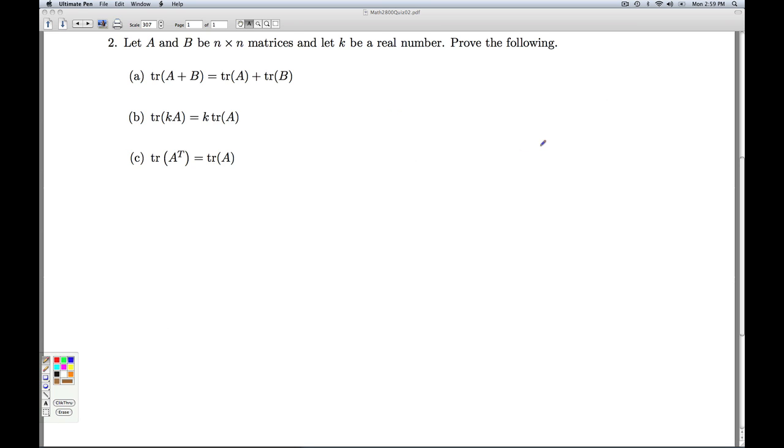Okay, number 2, we're asked to prove some properties about the trace. I'm going to keep our definition up here again: the trace of A is the sum i equals 1 to n of a_ii, where we're assuming, of course, A is an n by n matrix. So, property A. We're to let A and B be two generic n by n matrices, and prove that the trace of the sum of the two matrices is the sum of the traces.